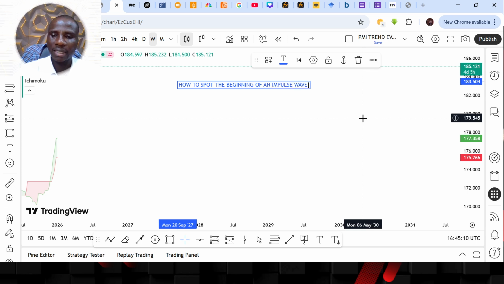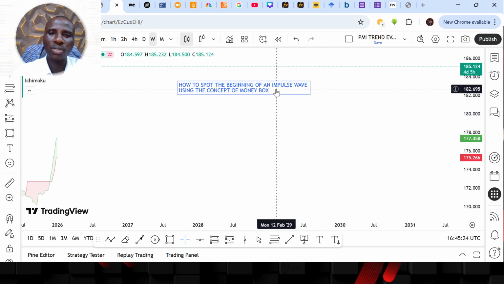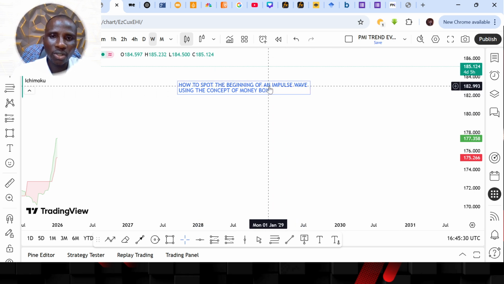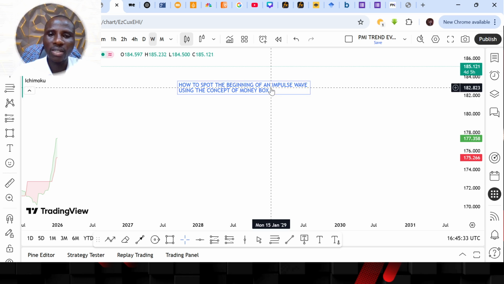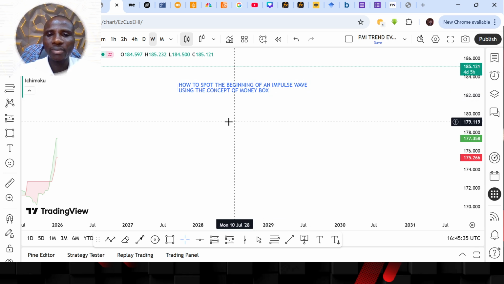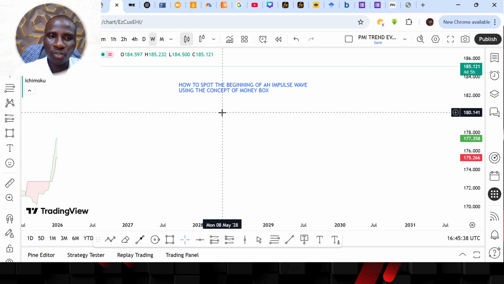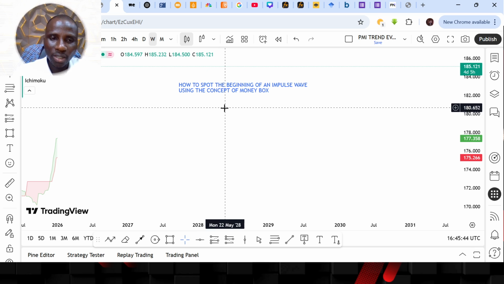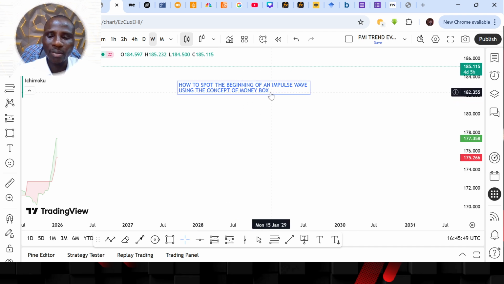This is very important, and this is what we call using the concept of money box. This is crucial. I want you to pay close attention to what I'm going to be discussing with you. This concept is going to change your game, believe me, as a forex trader, especially if you are the type that trades waves. If your trading system or trading strategy or methodology uses wave, this concept is going to really help you a lot.